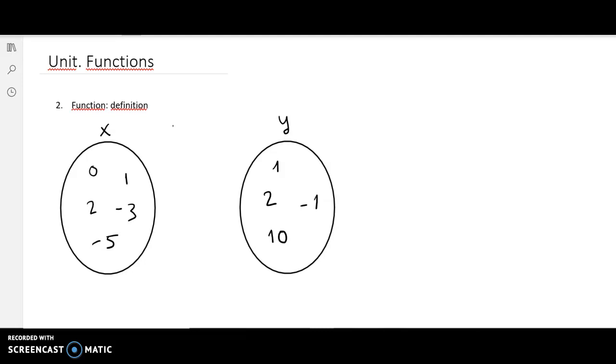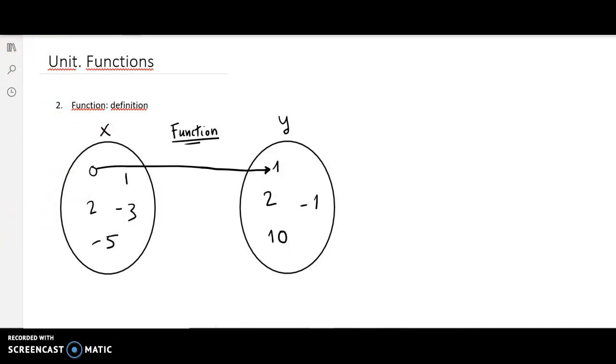Well, a function is something in mathematics that relates each number from x to a single number from y. So from 0, there is only one relationship to a number from y. So I cannot make another relationship from 0. Okay?